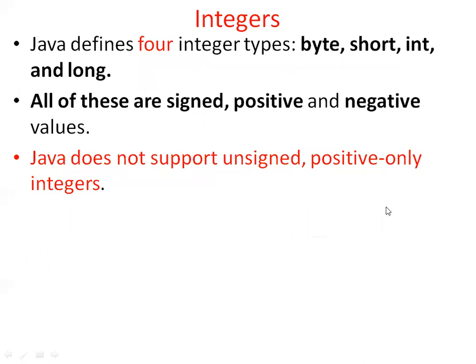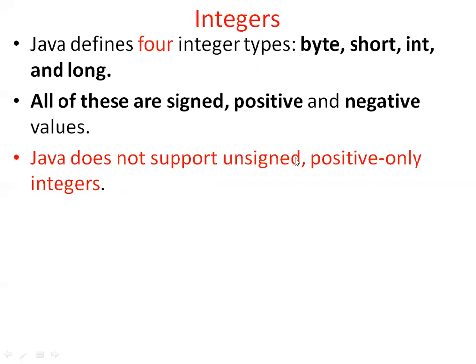Now, how are integers defined? Java defines 4 integer types by using these keywords: byte, short, int, and long. These 4 are the integer types, and all of them are signed types. Signed type means we can store both positive and negative values. And please remember, Java does not support unsigned types.